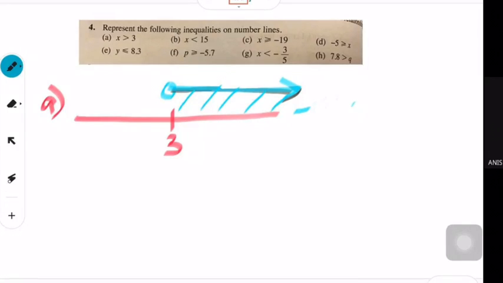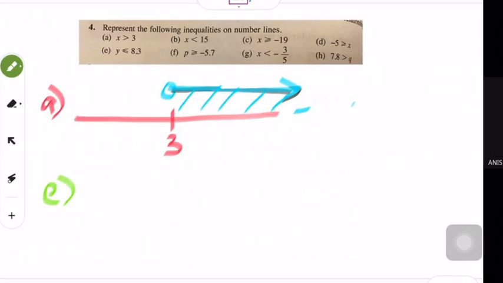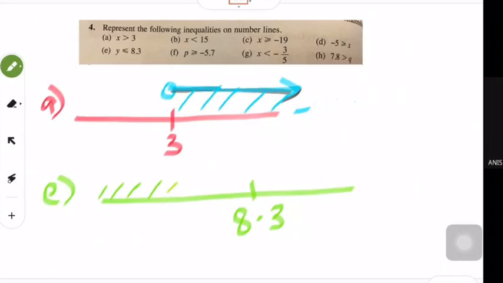Okay, E pula. I will show you example E. E dia ada equal sign kan? Y is less than or equal to 8.3. So 8.3 is here. So Y is less than, belah mana? Left. Kiri. Belah left kan? Tapi yang ni, sebab dia kata termasuk, untuk 8.3 tu you kena shade the circle. You have to shade the circle. Understand?